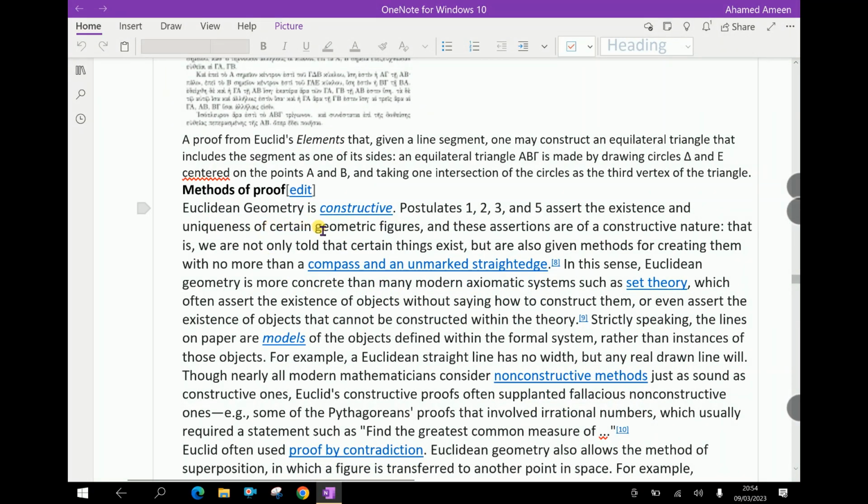Euclidean geometry is constructive. The 5 postulates assert the existence and uniqueness of certain geometric figures, and these assertions are of a constructive nature, that is, we are not only told that certain things exist but are also given methods of creating them with no more than a compass and an unmarked straight edge.